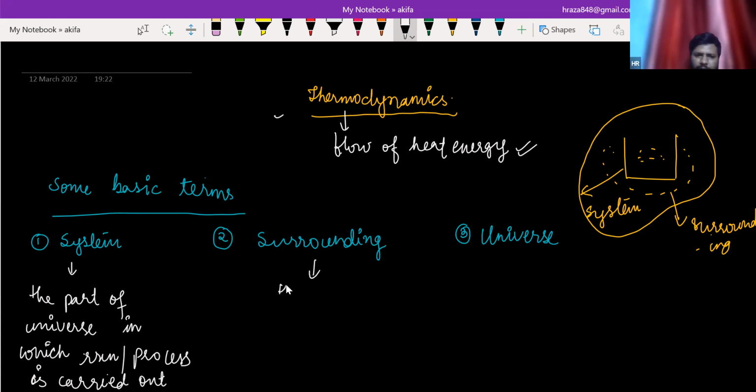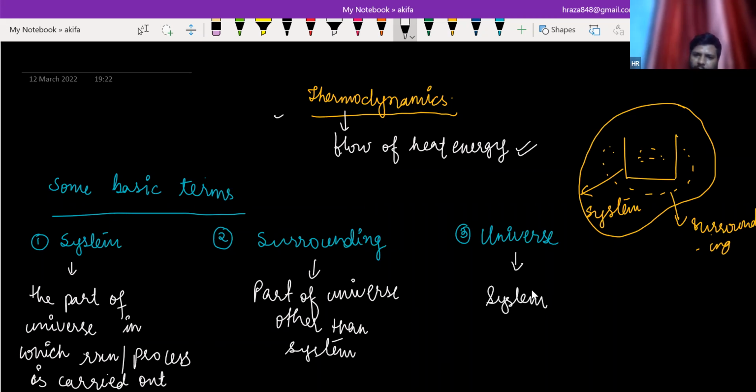And what is surrounding? We can define it as part of universe other than system, that is called surrounding. And what is universe? We can define it by system plus surrounding, that will be equal to universe.